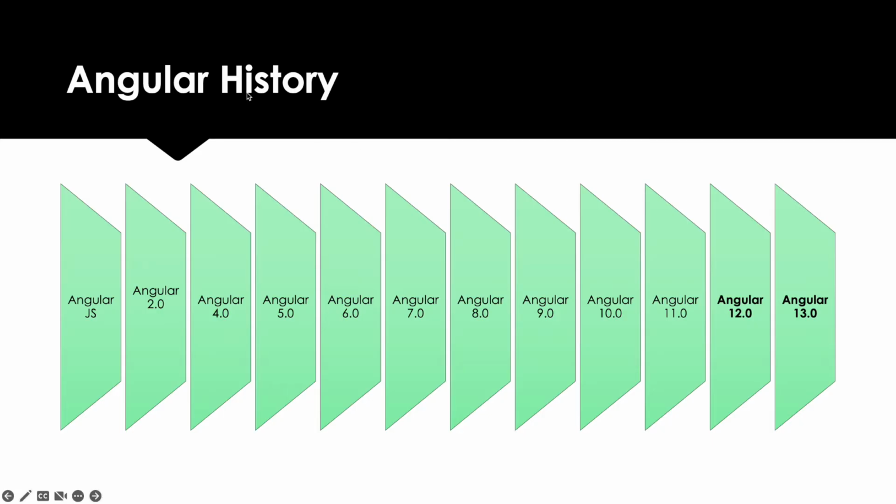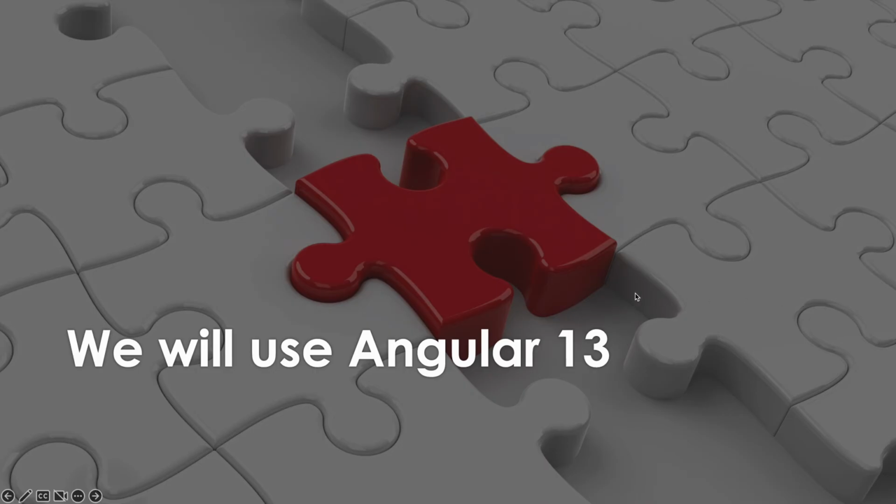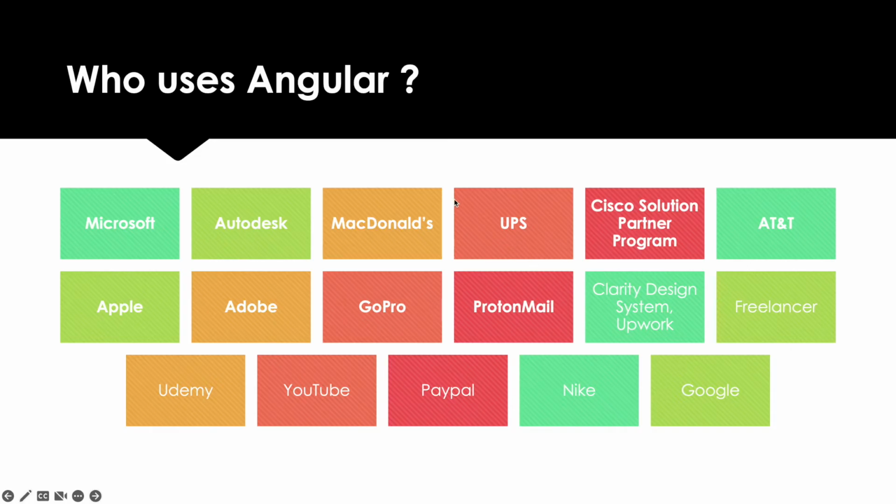And what is the history of Angular? Initially it started with AngularJS, and now we have different versions. In the upcoming videos, we'll be seeing more about Angular 13, and we'll be using Angular 13 in the training sessions. Which companies are using Angular? It is used by many organizations like Microsoft, McDonald's, UPS, etc.